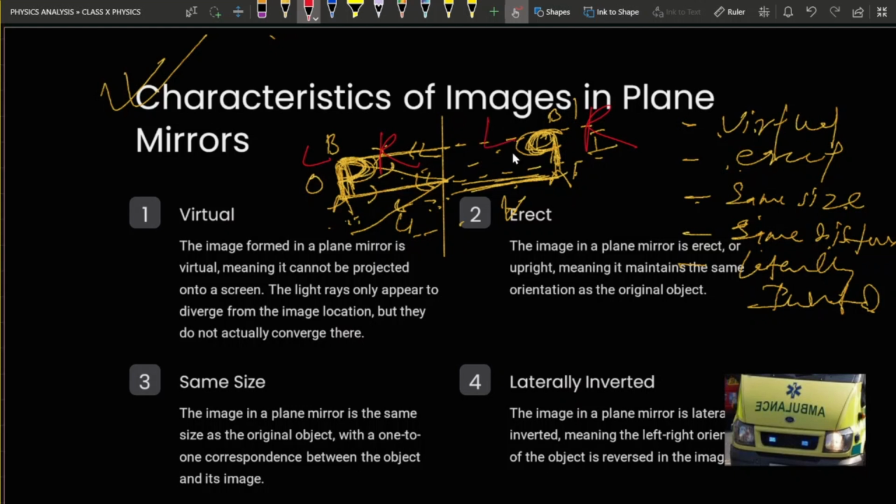This sideways reversal is called lateral inversion, and hence the image formed in a plane mirror is laterally inverted. This is very important, bacho, and you might have seen it on an ambulance. This is how "ambulance" is written, so that those who are on the road, ambulance means emergency, could read it, and actually it reads ambulance. So the characteristics of the image formed in a plane mirror are virtual, erect, same size, same distance, laterally inverted. More are also there, but no need to discuss them here, because we stick to the syllabus.